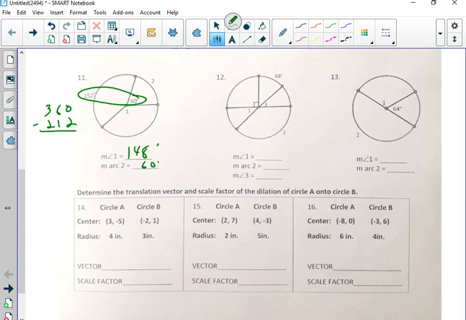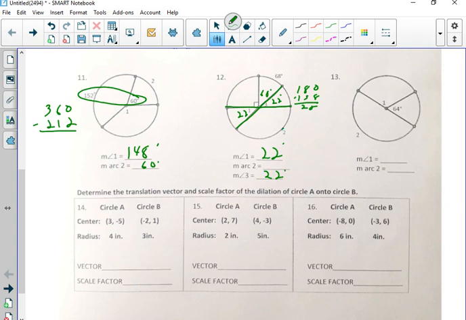Okay, number 12. This is 68 right here. And since this is a semicircle, if we do 90 plus 68, we get 158. If we do 180 minus 158, we get 22. So this is 22. Angle 1 is vertical to that, so that's 22 also. Another way to look at it is right here we have another semicircle, so 90 plus 68, which is what we already did, that's why they're both 22. So 1 and 3 are both 22 degrees.